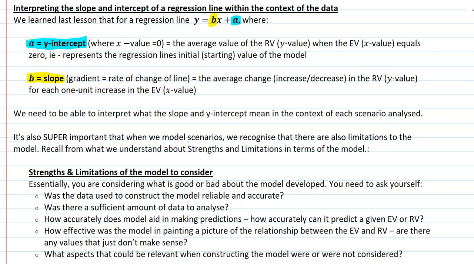So we always need to be asking ourselves, was the data used to construct the model reliable and accurate? Was there a sufficient amount of data to analyse? How accurately does the model aid in making predictions? So how accurately can it predict a given explanatory or response variable value? How effective was the model in painting a picture of the relationship between our explanatory and response variable? Were there any values that just don't make sense? And what aspects could be relevant when constructing the model that weren't or were considered?